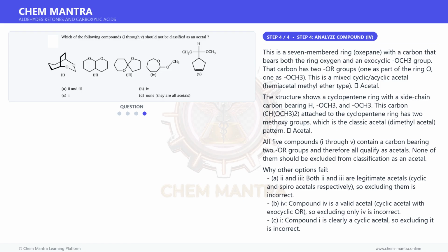Why other options fail? A. 2 and 3. Both 2 and 3 are legitimate acetals, cyclic and spiroacetals respectively, so excluding them is incorrect. B. 4. Compound 4 is a valid acetal, cyclic acetal with exocyclic OR, so excluding only 4 is incorrect. C. I. Compound I is clearly a cyclic acetal, so excluding it is incorrect.